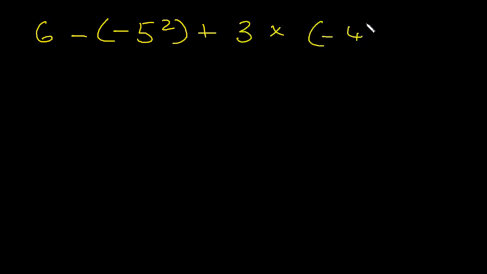Let's say I had 6 minus 5 squared plus 3 times minus 4 minus 5. Alright, so what do we have here? We have a subtraction operation, we have an addition operation, a multiplication operation, and another subtraction operation. So we're going to write our BIDMAS rule up here, BIDMAS.